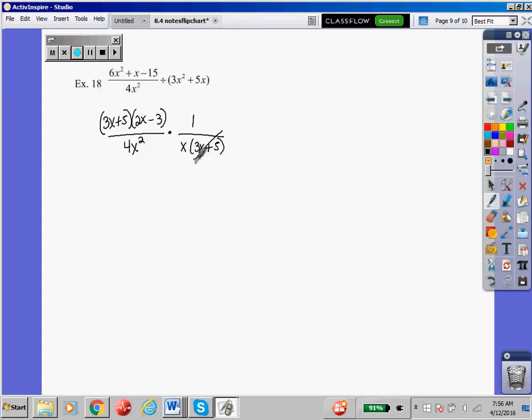So I have a 3x plus 5 cancels. In the top, I have 2x minus 3. And in the bottom, it's 4x squared times x. That's 4x cubed. I cannot cancel the 2 with the 4 or the x with the x cubed because in the top, those are terms. Okay, those are terms. All right, any questions?